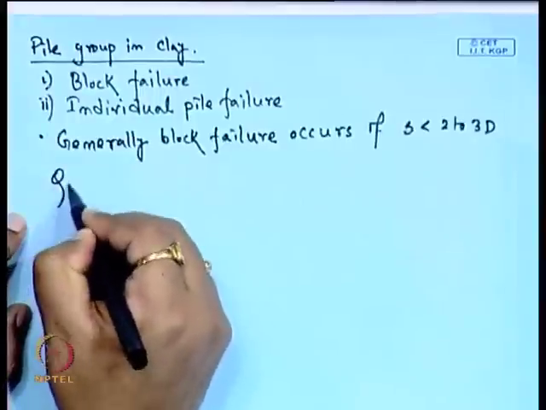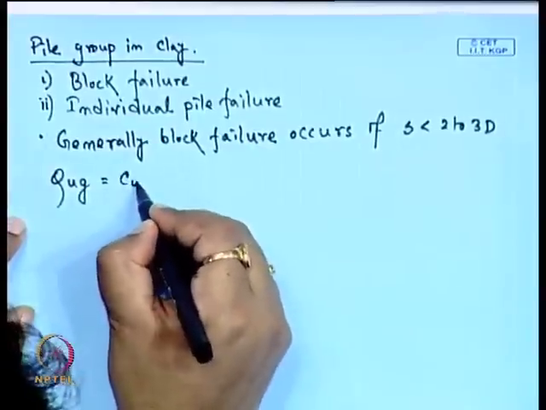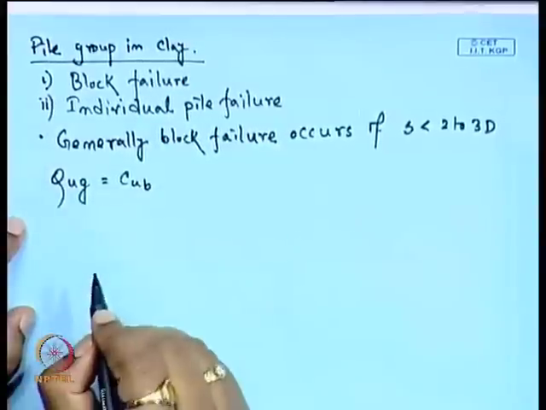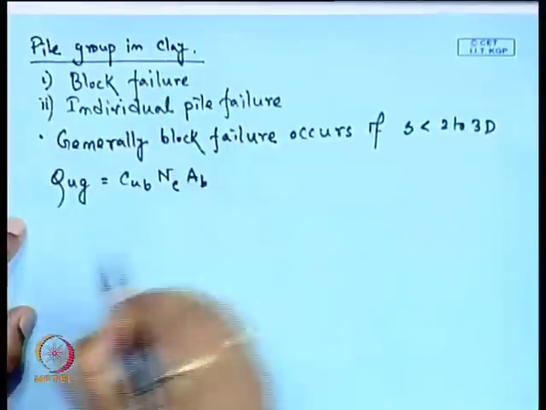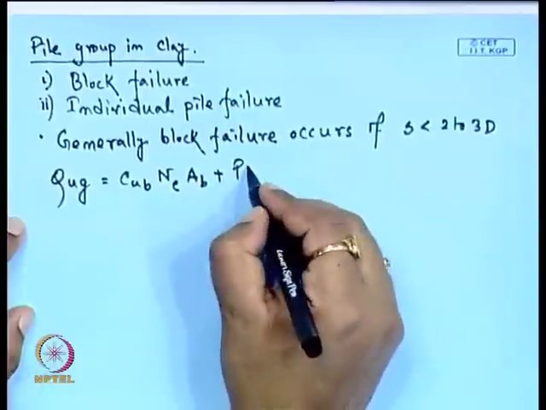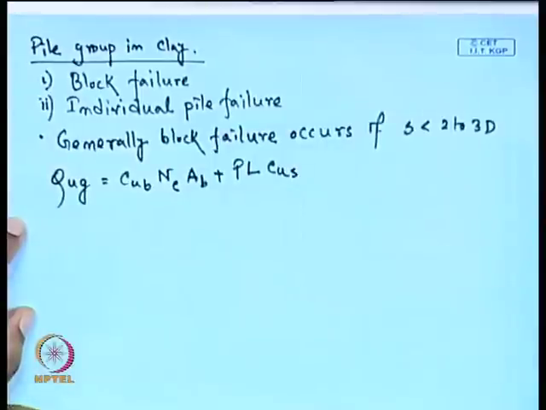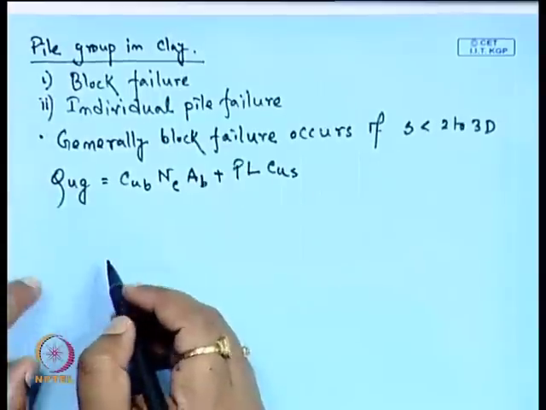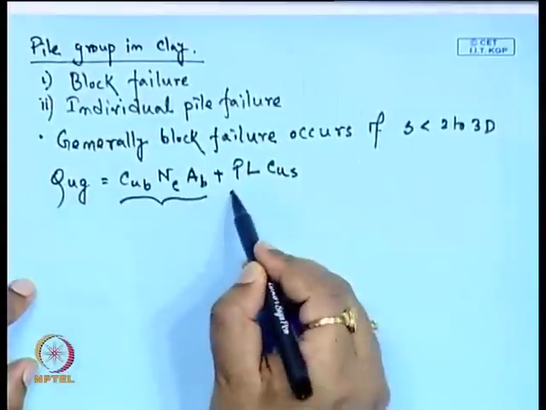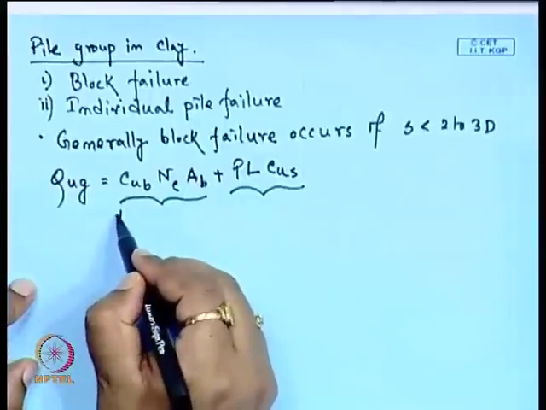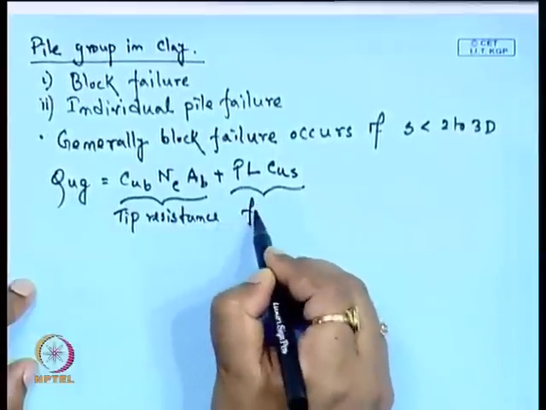In that case, if we calculate Qug, that is the group load carrying capacity of the pile, it is Cub at the base, times Nc, times Ab, the area at the base, plus P times L times Cus. So, here it is similar to the individual pile expression. This is the tip resistance and this is the frictional resistance.